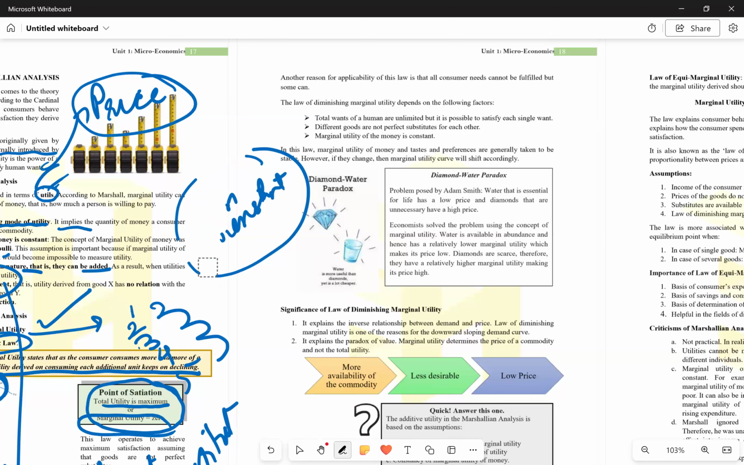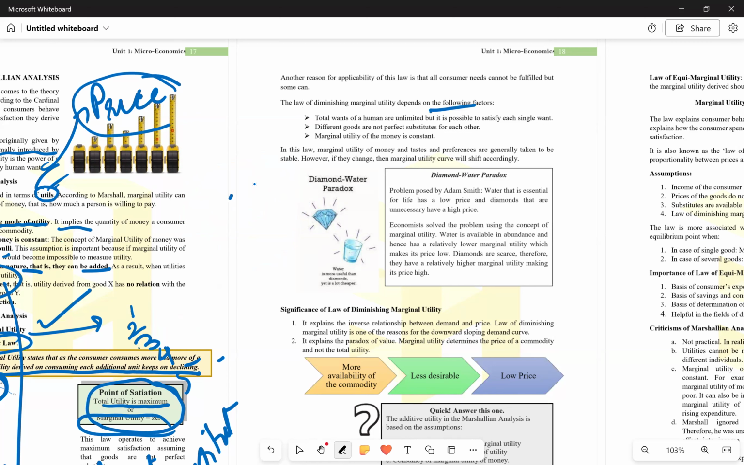Right. So, this law depends on the following. First is that it is possible, an unrealistic thing, to satisfy each single want. Economics starts from the principle that human wants are unlimited and resources are scarce, but when we apply this in an individual scenario, then we say that total human wants are unlimited and we can satisfy them as well. Also, the different goods are not perfect substitutes for each other, meaning they cannot be substituted. They are not related goods. They cannot be substituted with one another. And then we have that the marginal utility of money is constant. We are keeping the mode of measurement as constant for all the individuals.